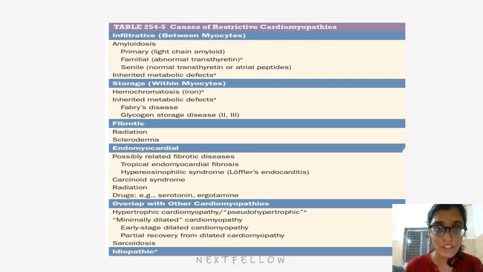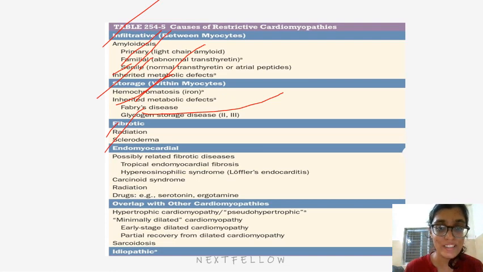Causes of restrictive cardiomyopathy: infiltrative, between myocytes. Amyloidosis is primary light chain, familial abnormal transthyretin, senile normal transthyretin or atrial peptides, inherited metabolic defects. Storage disorder is within myocytes: hemochromatosis, inherited metabolic defects like Fabry's disease and glycogen storage disease like types 2 and 3. Fibrotic is radiation and scleroderma.